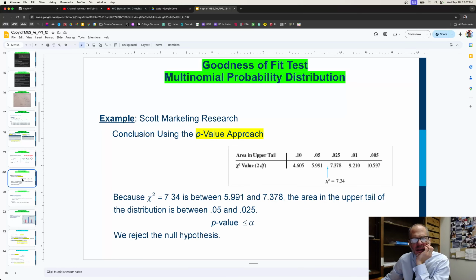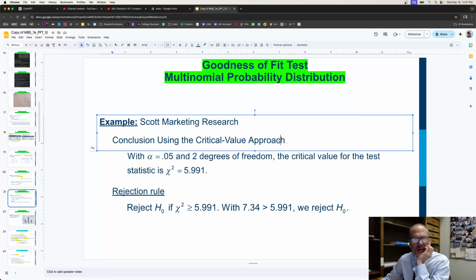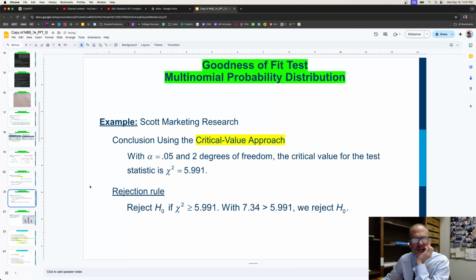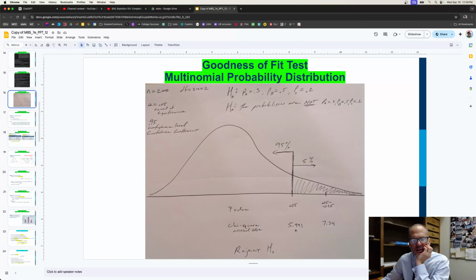So here is the p-value approach and the way the book presents that, and here's the critical value approach, and I should highlight that. I like highlighting so I can just really quickly see what we're doing there. And there's the critical value approach. And the critical value for the test statistic is 5.991. 5.991 is your critical value. It's like, are you bigger or smaller than that? It's critical. It's the critical value. And this is like the test statistic, right? And you're seeing which side the test statistic's on.